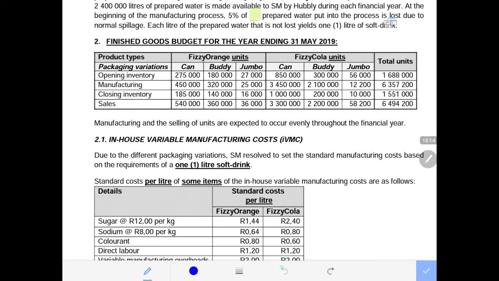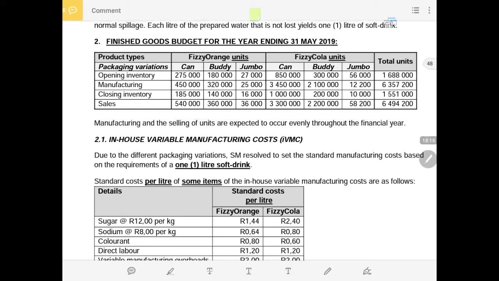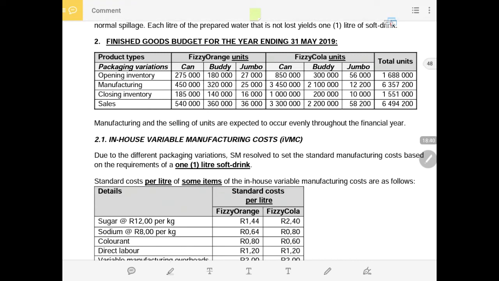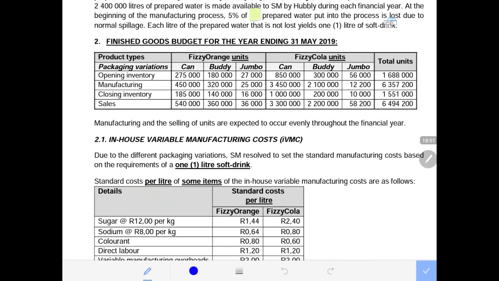It is the number of the units that were produced, not in liters, not in milliliters, but we know that each unit is equal to 330 and each unit is equal to 450, another one 1.25. Then total of them became 450, 320, and 25,000, 3.450, 2.1, and 12,200 units that were manufactured. Now we definitely will need at some point in time to convert these units into the equivalent liters or milliliters where we are required further.